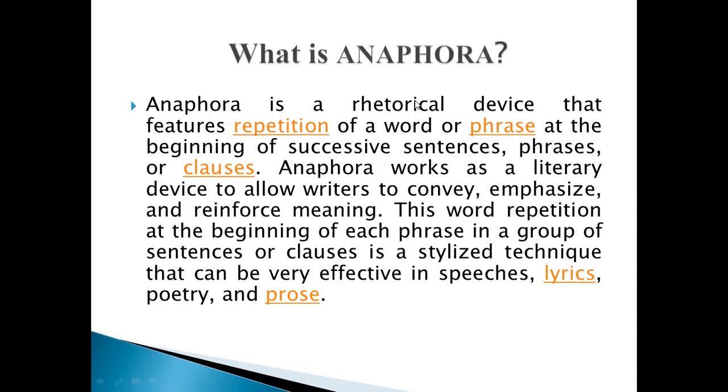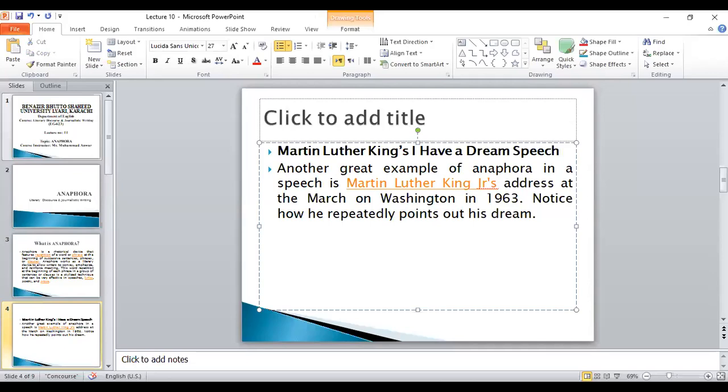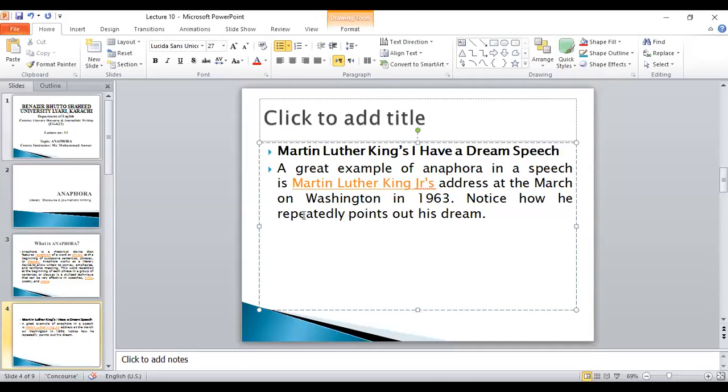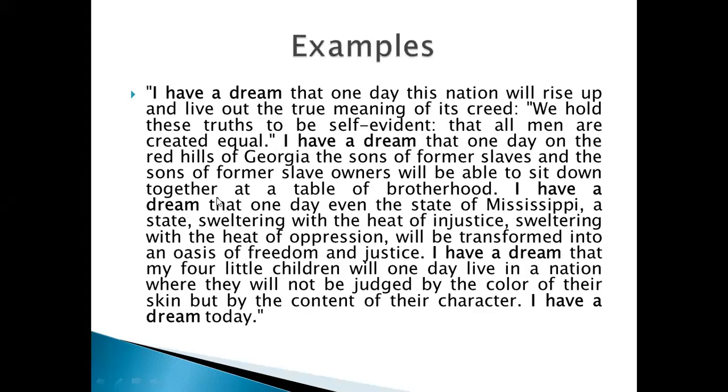For example, you can see here, Martin Luther King's I Have a Dream speech. It's a great example of anaphora in speech. Martin Luther King's address at the March on Washington in 1963. Notice how he repeatedly points out his dream. You can get the Martin Luther King speech easily. He addressed the March on Washington in 1963, in which he emphasized certain things. Now, in that speech in which he has used anaphora, you can see here.